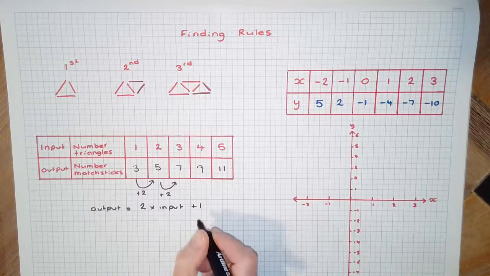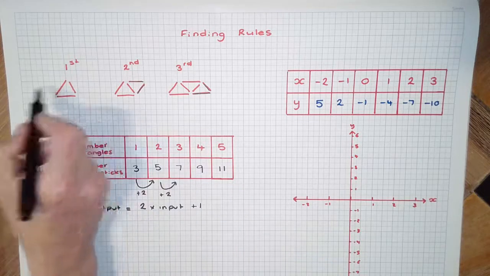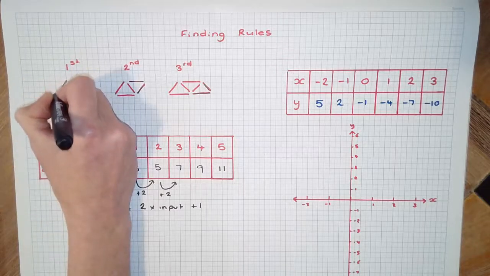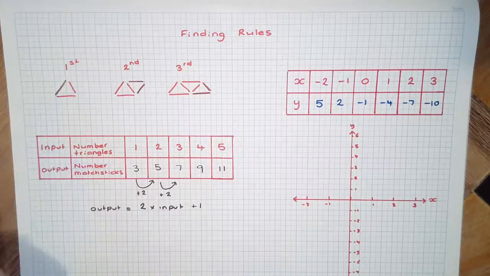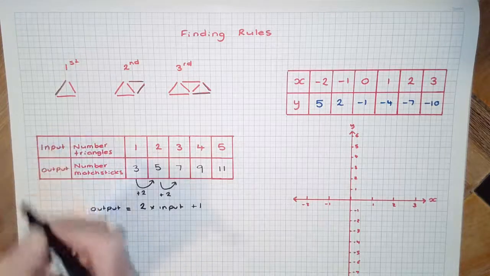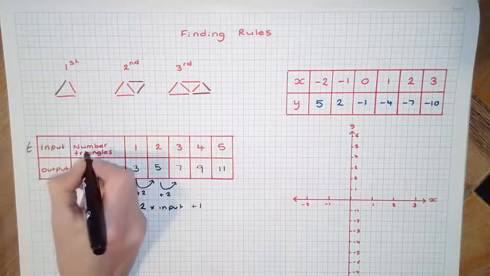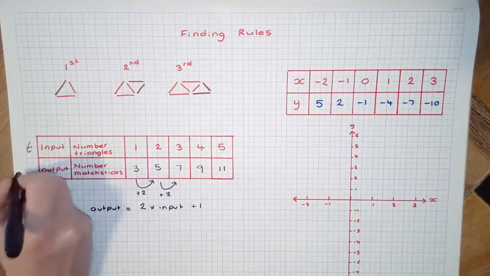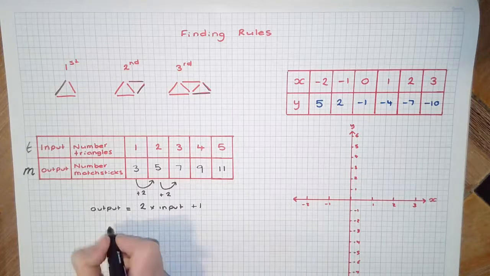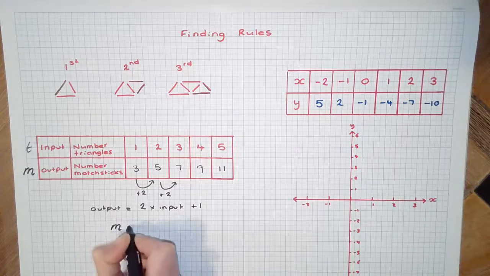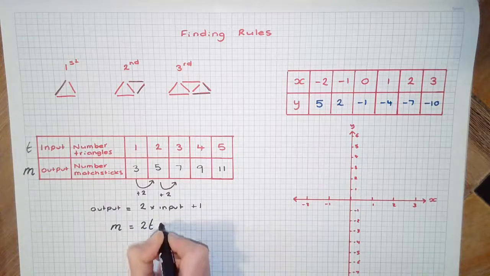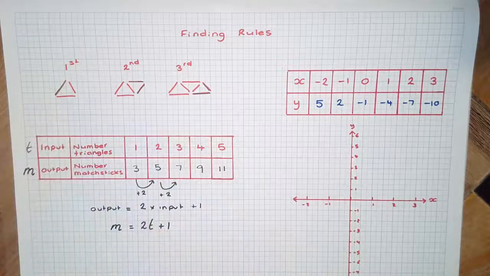Now where is that extra 1? If we had a 0 pattern, you would see that we have 1 matchstick to start with. So our final rule, if we let T equal the number of triangles and M equal the number of matchsticks, we would have the number of matchsticks equals 2 times the number of triangles plus the 1 that we would have started with.